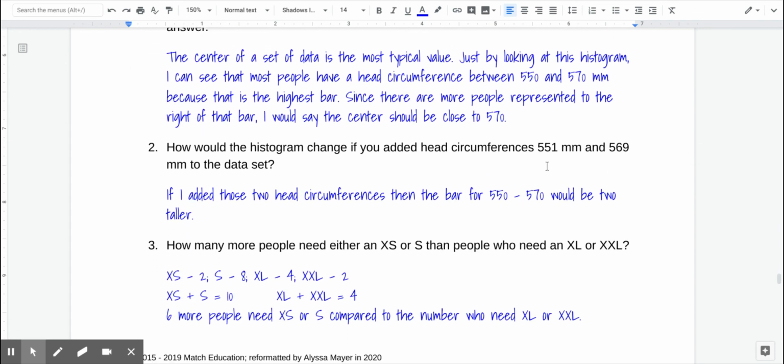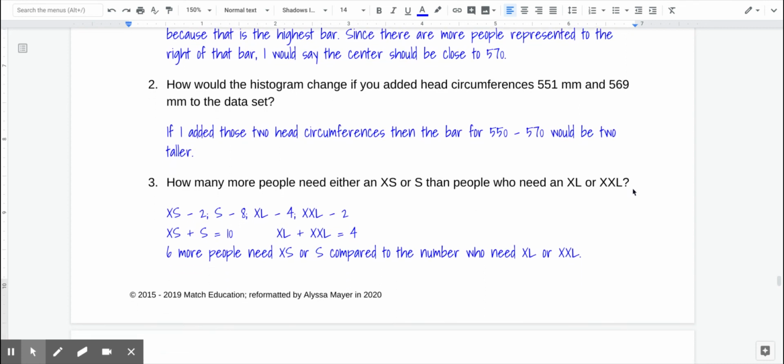If I added 551 millimeters and 569 millimeters, both of those would go into the same bar, that blue bar above, so it would just be 2 taller. And then 6 more people need extra small or small compared to the number who need extra large or extra extra large.